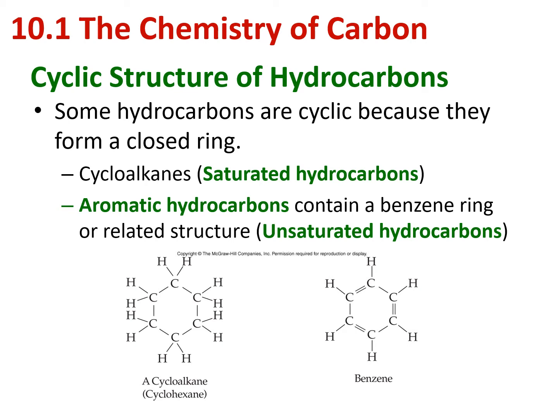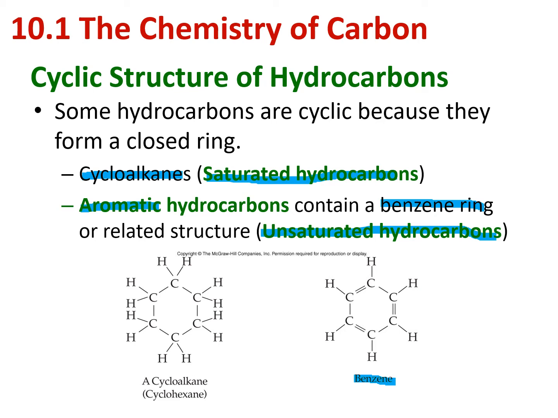These are of two types. One is known as cycloalkanes and the other one is known as the aromatic hydrocarbons. The only difference is that cycloalkanes are saturated hydrocarbons, whereas the aromatic hydrocarbons are unsaturated hydrocarbons. In other words, they have double bonds in them, and usually they have a benzene ring structure, which is shown in the diagram as well. The structure of benzene has 6 carbons and 6 hydrogens, so C6H6 is the formula.